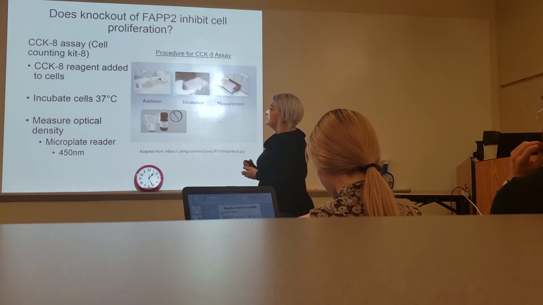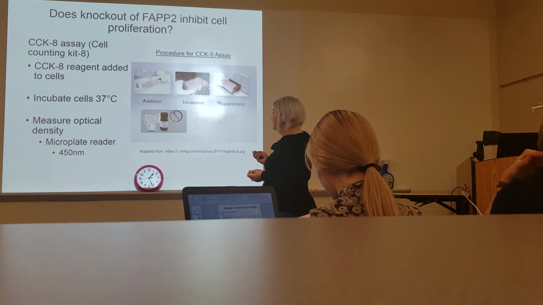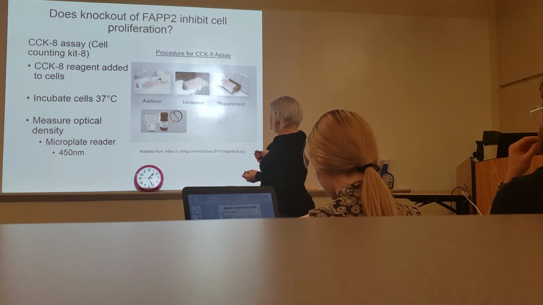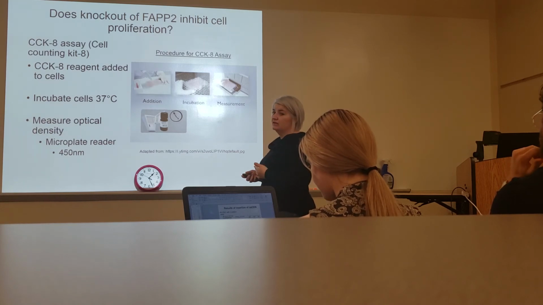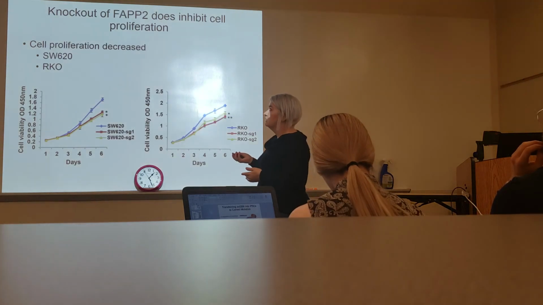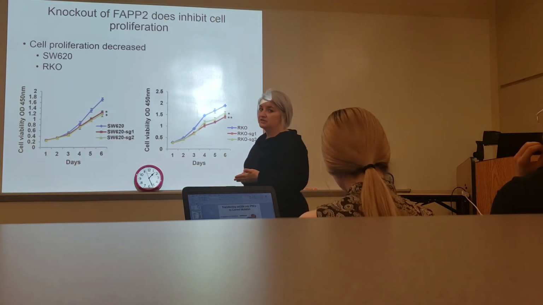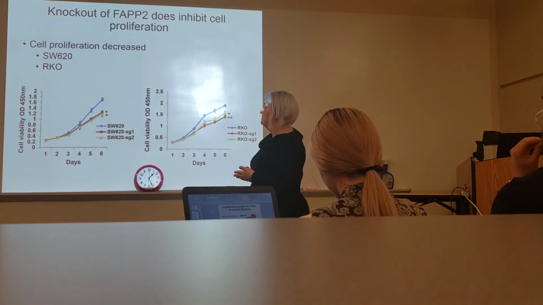Then they used a CCK8 assay kit to determine whether or not FAPP2 inhibits cell proliferation. This assay kit uses a CCK8 reagent that is added to the cells. Those are then incubated and measured using an optical density microplate reader at 450 nanometers. They were then able to detect it. What that showed was that cell proliferation is decreased in the knockout of FAPP2.